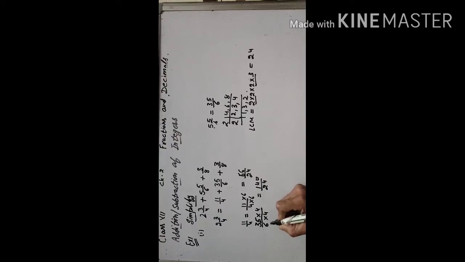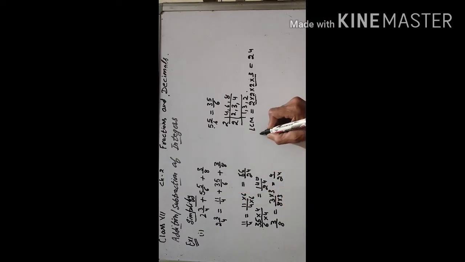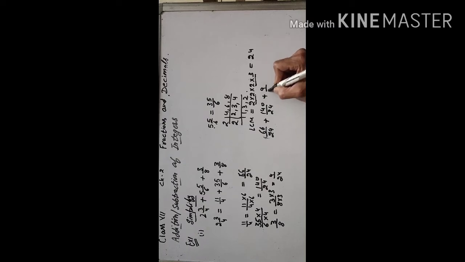Next fraction is 3/8. To make 8 into 24 we multiply by 3, and 3 3s are 9, so 9/24. Now we have to add these: 66/24 plus 140/24 plus 9/24.